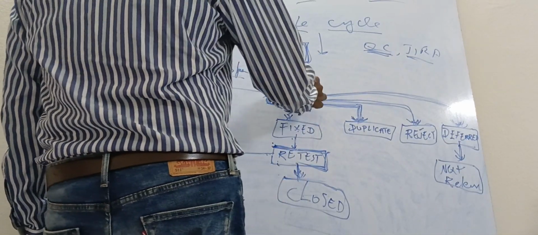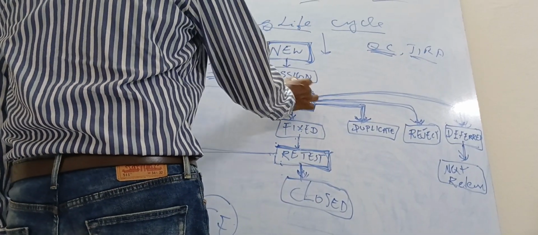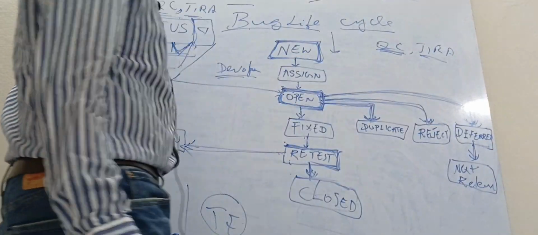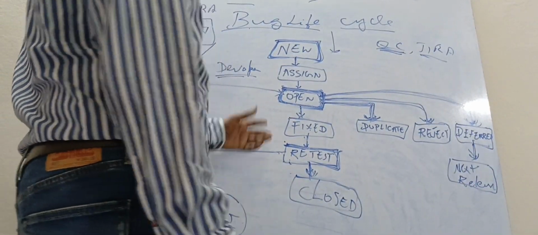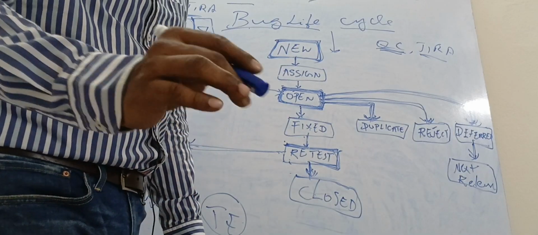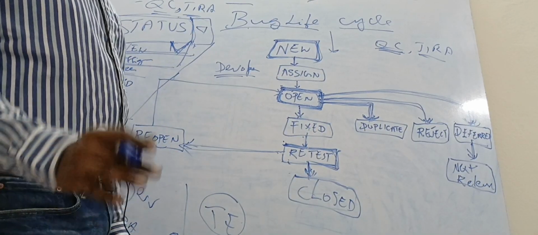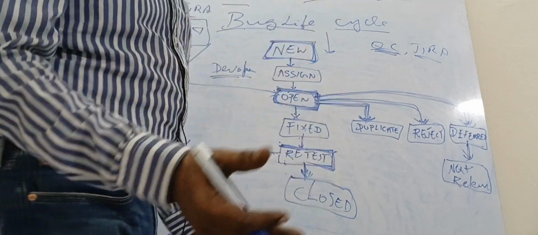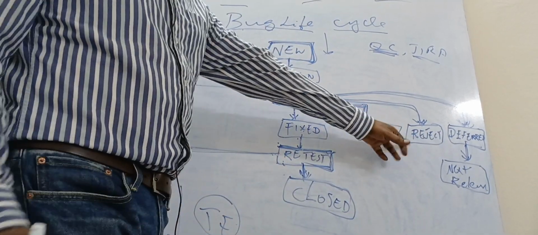And the developer is working on this defect, and the developer will reject the defect. Why will the developer reject the defect? That might be the tester's error. Because a tester is a human being, right? The tester might have made a mistake. So it might be a reject.